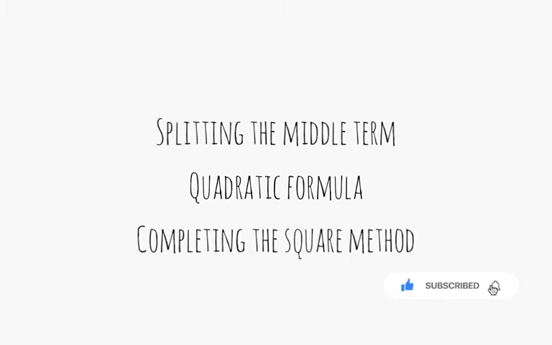Now for factorization, there are a total of three methods: the splitting the middle term method, the quadratic formula, and the completing the square method. Now the last two are in standard 10th, and you are studying splitting the middle term method since standard 8th or in standard 8th. So let's just start with the basics.